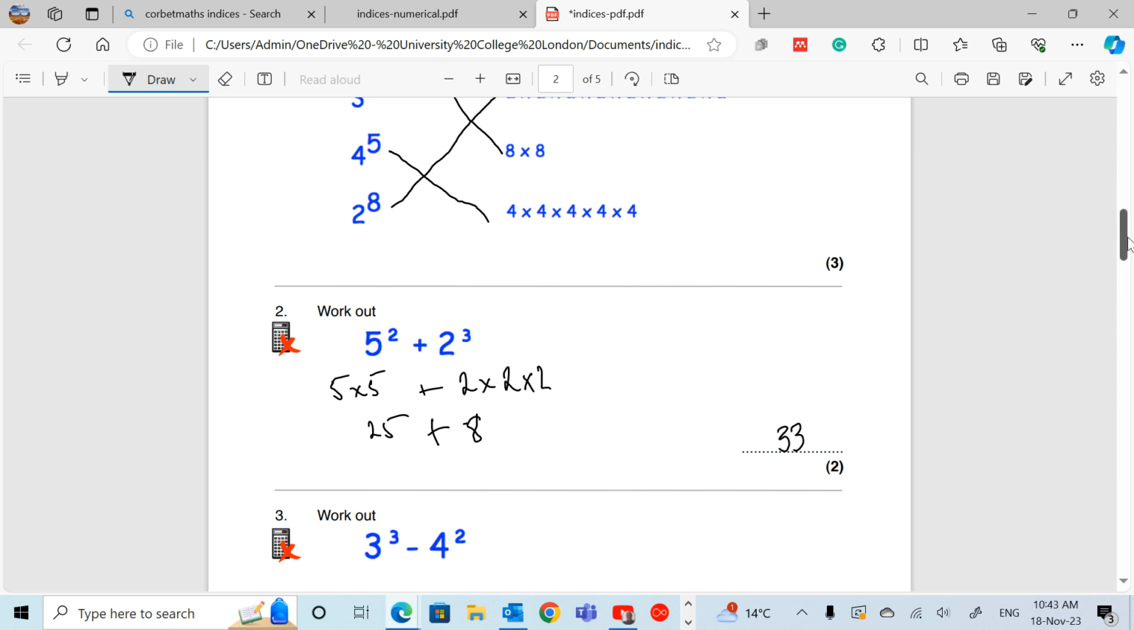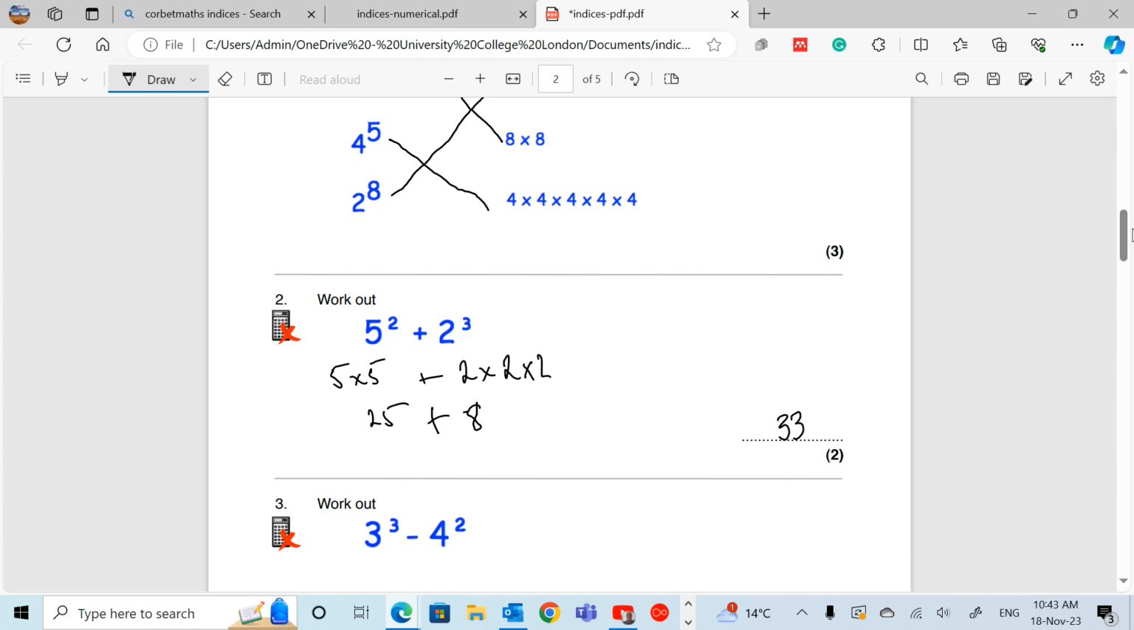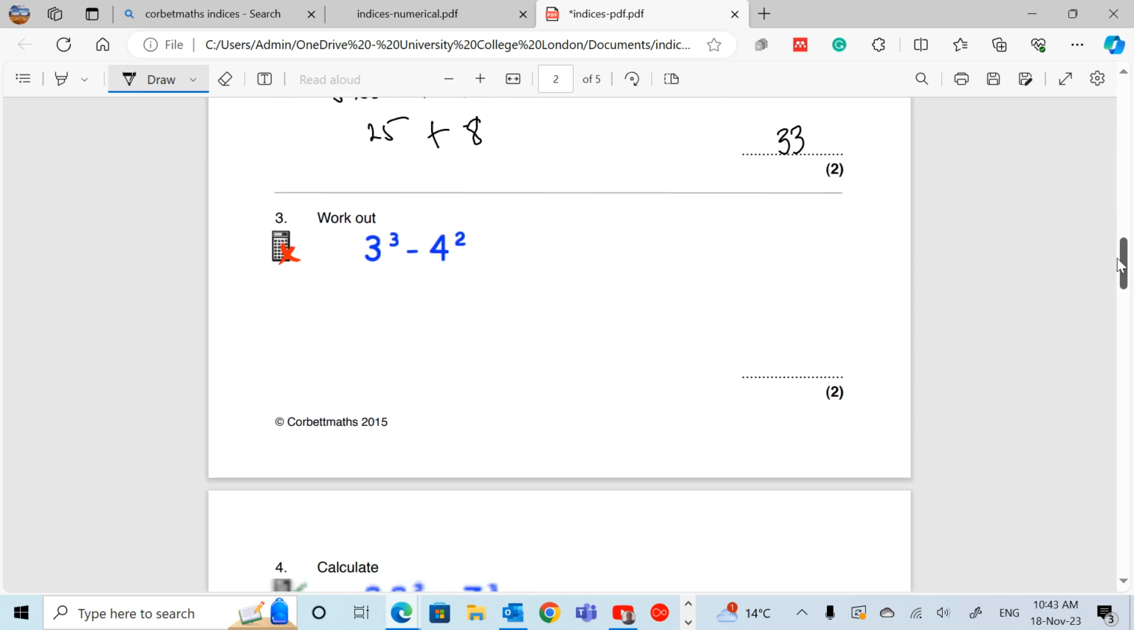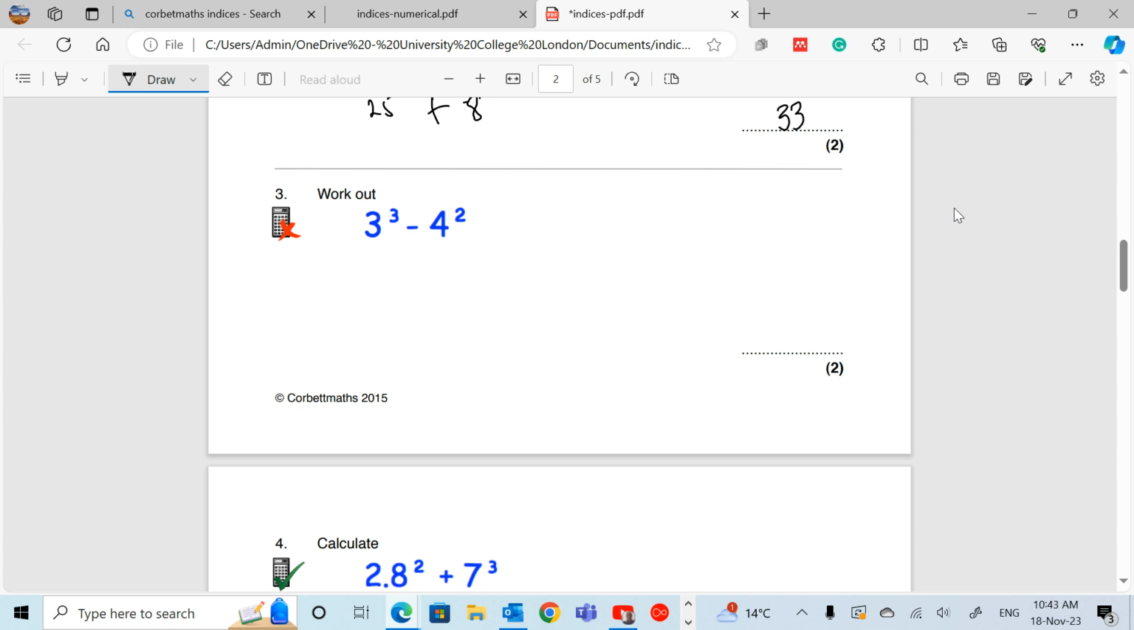And these are non-calculator questions, of course. 3 cubed minus 4 squared, we do one with a negative sign. Let's have a look. 3 cubed, again, is 3 times 3 times 3. And 4 squared is 4 times 4. And 3 times 3 times 3 is 27, and minus 16, 4 times 4. And 27 take away 16, the answer is 11, for 2 marks.